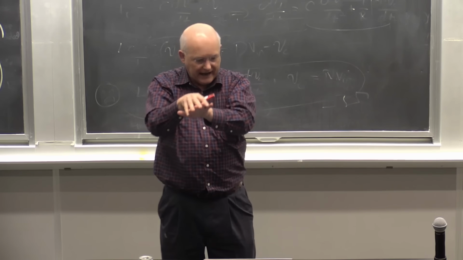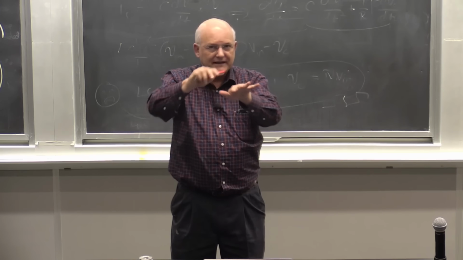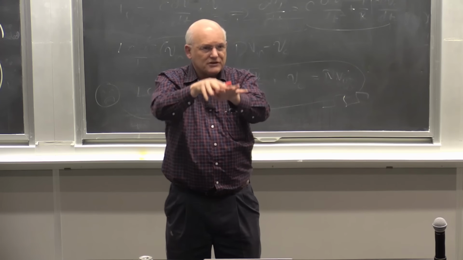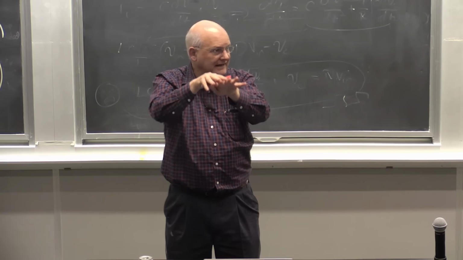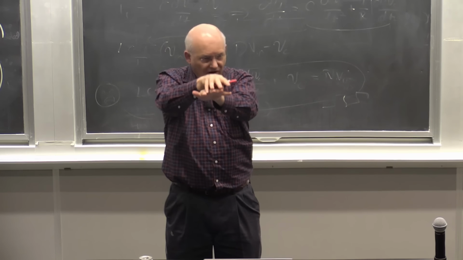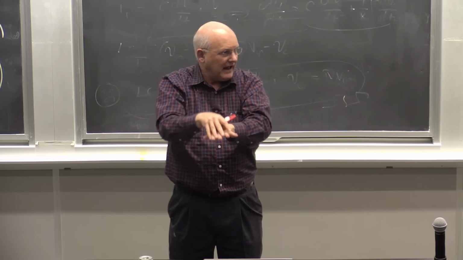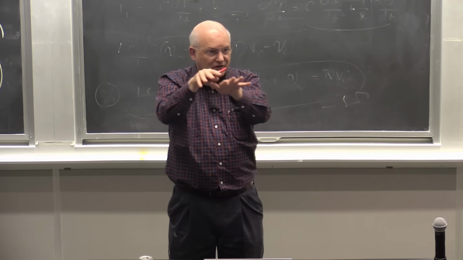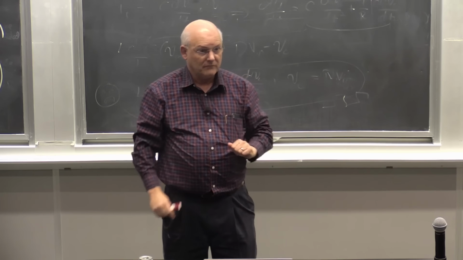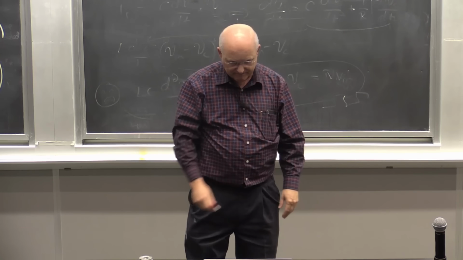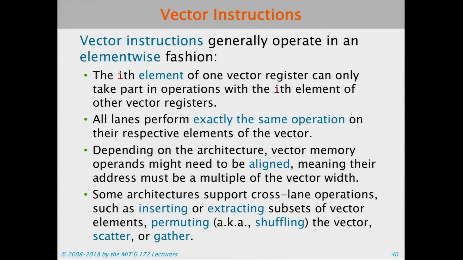If it's not aligned, but you do support vector operations on unaligned data, it's usually slower than if they are aligned. For some machines now, they actually have good performance on both. So it really depends upon the machine. Also, some architectures will support cross-lane operations, such as inserting or extracting subsets of vector elements, permuting, shuffling, scatter, gather types of operations.